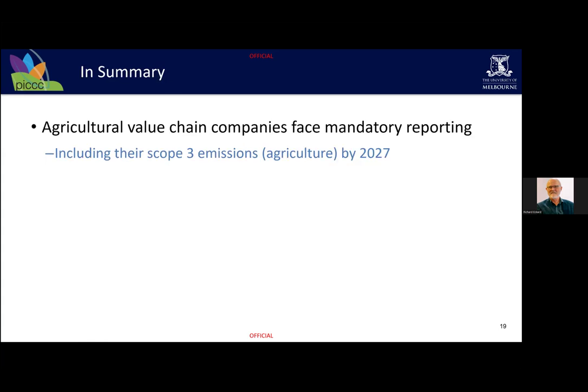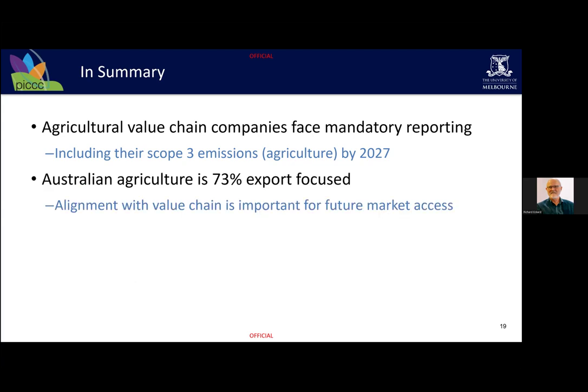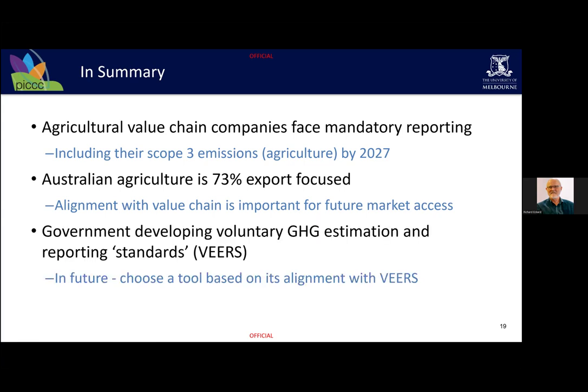So to finish off, we know mandatory reporting is coming and it'll include agricultural reporting. It might be district averages to start off with. But it's really important for us because 73% of Australian agriculture is export focused. And so some alignment with what the future value chain are wanting for market access becomes important.